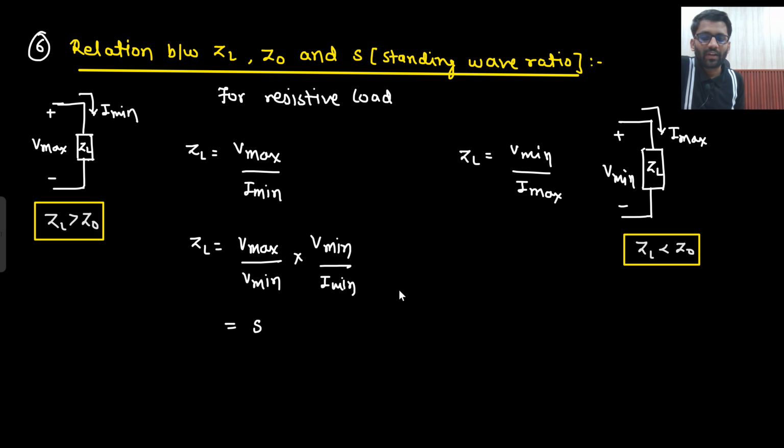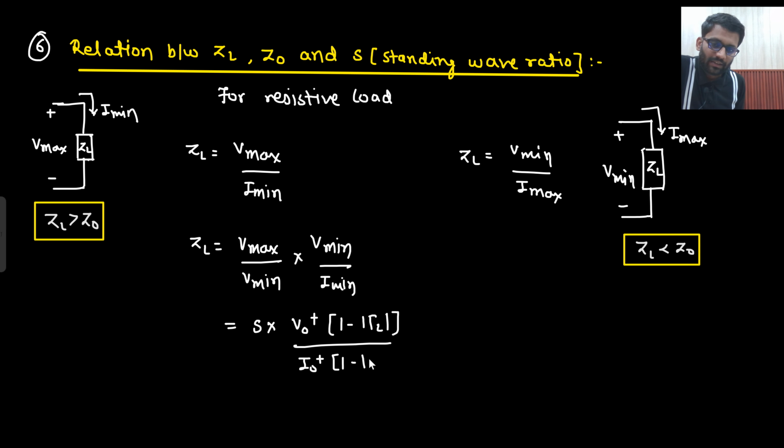What was your V min? Your V min was V naught plus into 1 minus mod of gamma L. And what was your I min? Your I min was I naught plus into 1 minus mod of gamma L. So this and this get cancelled. What is the value of V naught plus divided by I naught plus? Z naught only. So what you are getting? S Z naught. So your ZL is coming out to be S Z naught.